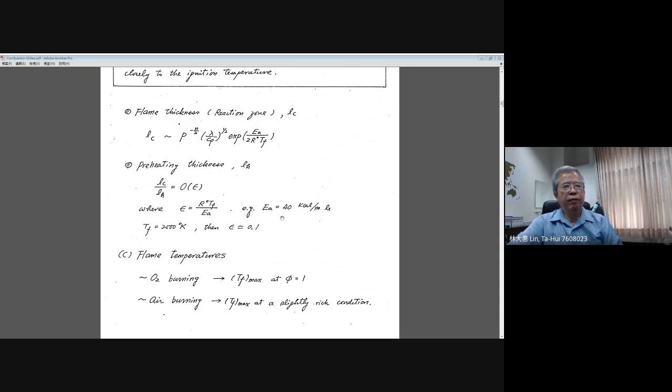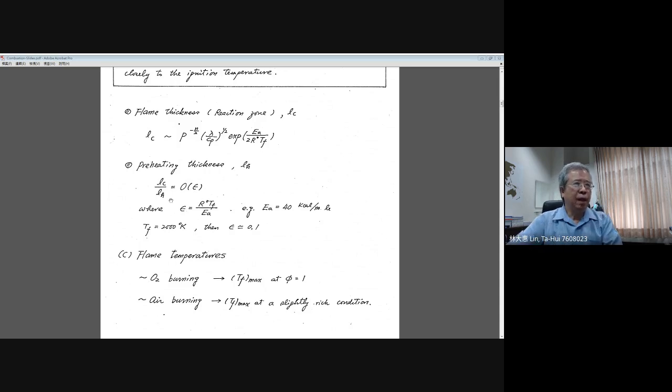Usually for the hydrocarbon fuel, the activation energy is around 40 kilocalories per mole. And when you substitute those data into these equations, you will find epsilon is approximately equal to 0.1, which means when you have a 1 millimeter flame thickness, then your polyethylene zone is around 1 centimeter. Actually, this is true for our experimental observations. 1 centimeter polyethylene zone, then you have a 1 millimeter flame thickness.